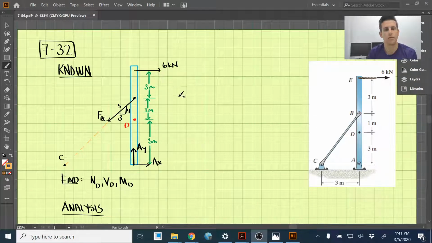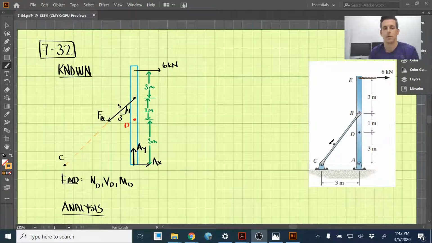Okay, 732, and we're given this diagram here with a link attached to B, which is going to the ground at C. We know that this is a two-force member, so the force at B must be directly in line with B to C here. And what we're looking to find is the internal normal force, internal shear force, and internal moment at point D here.